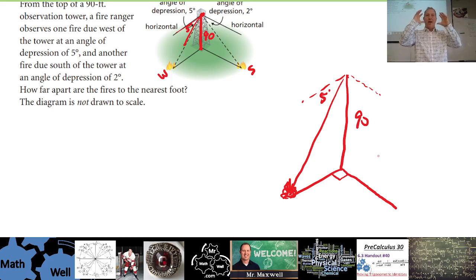Picture yourself on the tower. You have to look down at 5 degrees to this fire, and over here, you have to only look down 2 degrees. So the 2 degrees one, you don't have to look down as far, because something right next to you would be like 89 degrees right there. So the larger this angle is, the depression, the closer. So if this is 5 degrees and this is only 2, that one's further away.